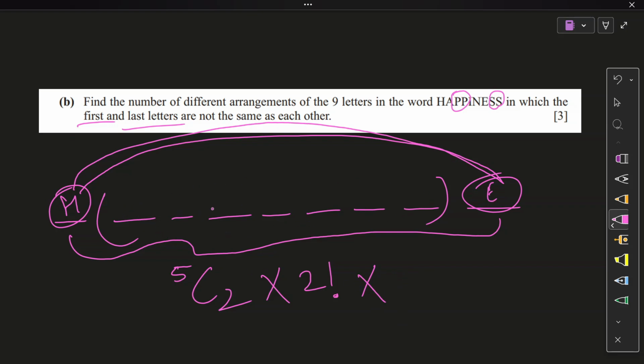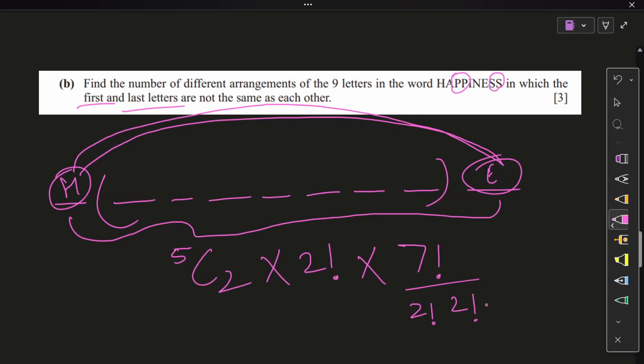And now moving on to these two positions, we filled those two. How many left? 1, 2, 3, 4, 5, 6, 7. 7 left. That's just going to be 7 factorial divided by the P's and S's that are repeating. That's all. That's one case. Now, why do I say that's one case? Because there are more.